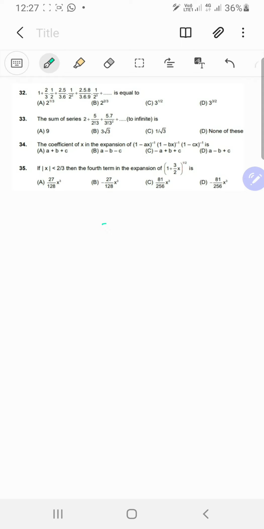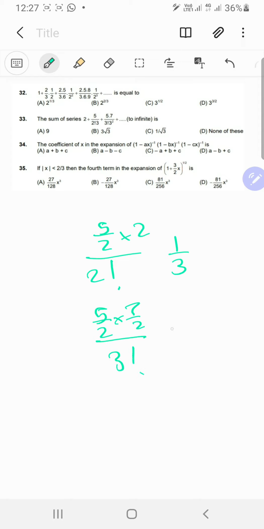So it's going to be like 5 by 2, and it's going to be into 2 obviously, and upon 2 factorial is there, and then you got this 1 by 3 over there. It's like 1 by 3, and then you got 5 by 2 into 7 by 2 upon 3 factorial, and then you got 1 by 3 squared. It should be 2 squared over there. So it's like 2 squared upon 3 squared, so 2 by 3 squared. Then you got 2 by 3 raised to the first power. This 2 is not needed anymore, and so on.